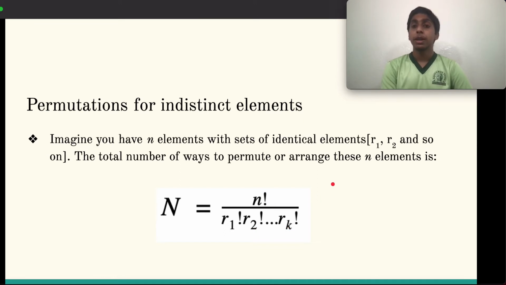So going back to our previous example, right? R1 is our group of soccer balls, and we have 2 soccer balls. So it's going to be 2 factorial down here in the denominator. Similarly, we have 2 basketballs, so it's going to be 2 factorial. We're going to keep doing that until we get to RK, which is the total number of groups we have. And n factorial is simply going to be the total number of balls we have.